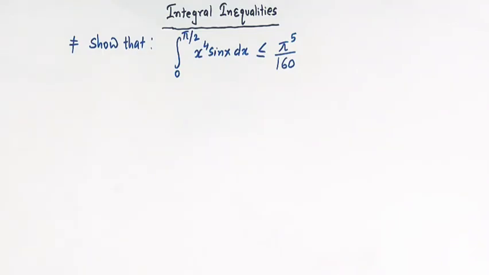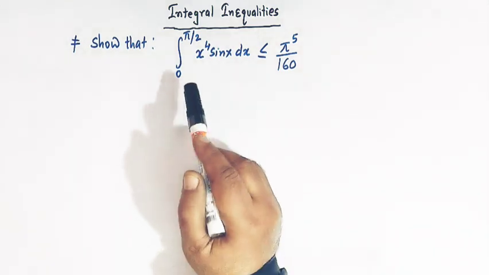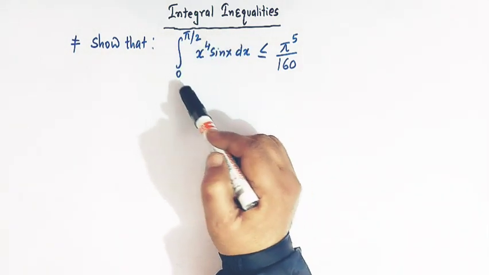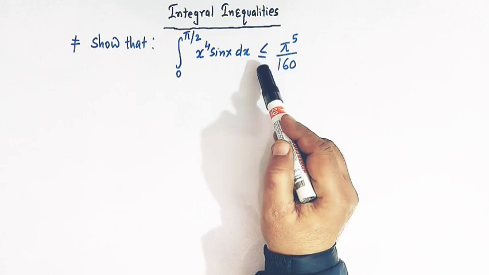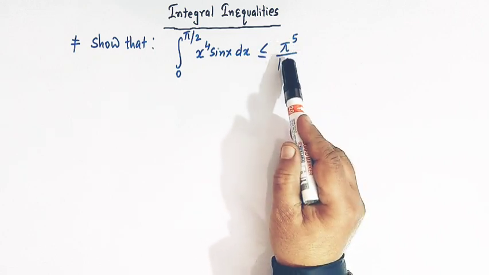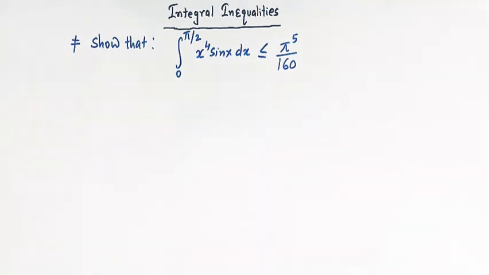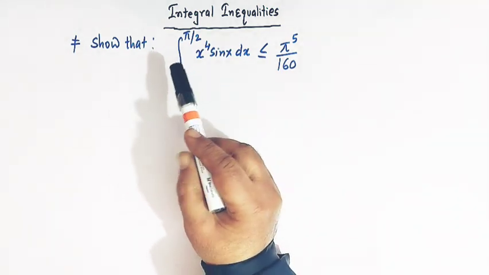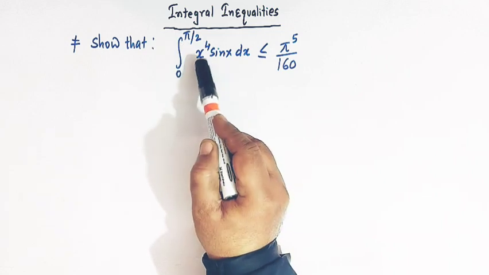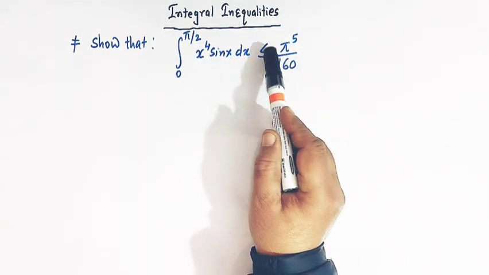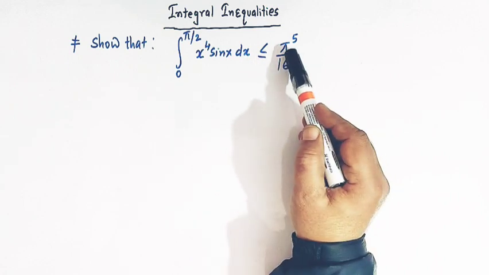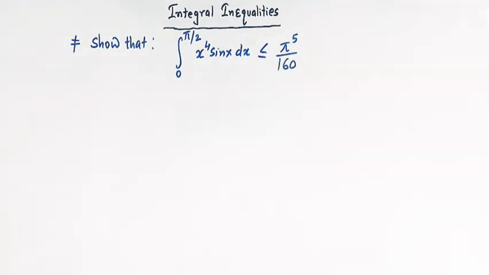Hello, viewers. In today's class, we are going to discuss yet another important and very conceptual problem from integral inequalities. Here in this lecture, we'll solve this problem in which we have to show that the value of the integral from 0 to pi by 2 of x raised to 4 sine x dx is less than or equal to pi raised to 5 divided by 160.